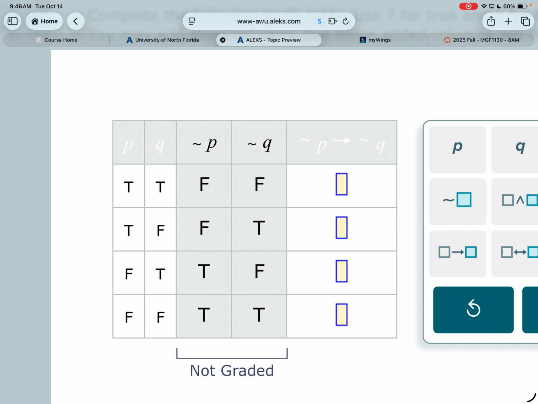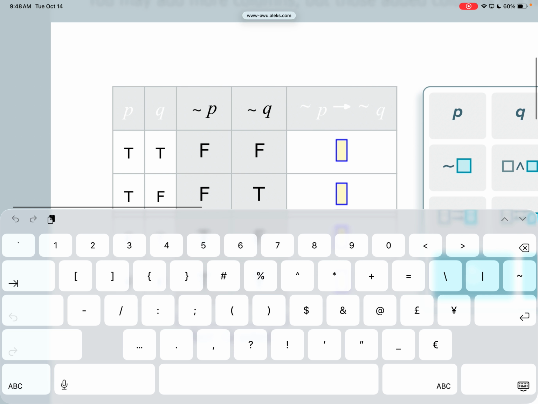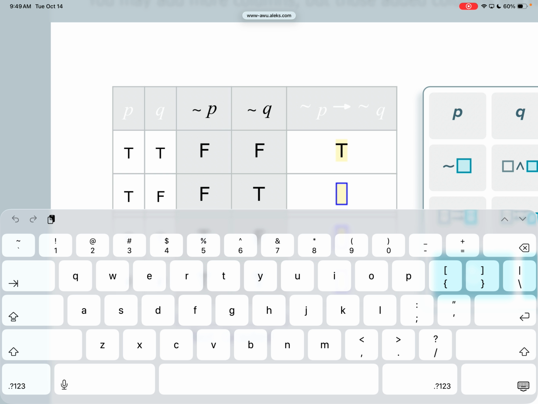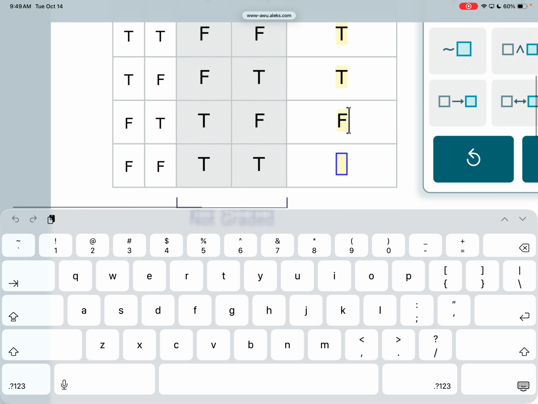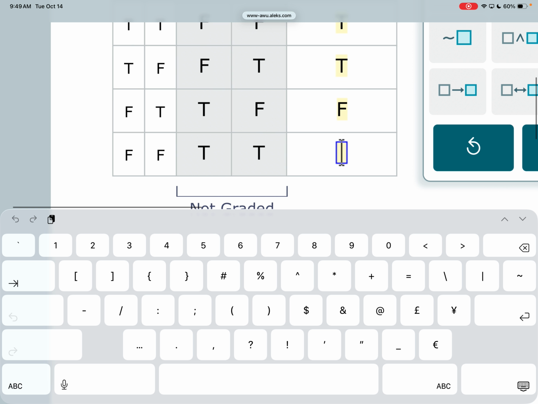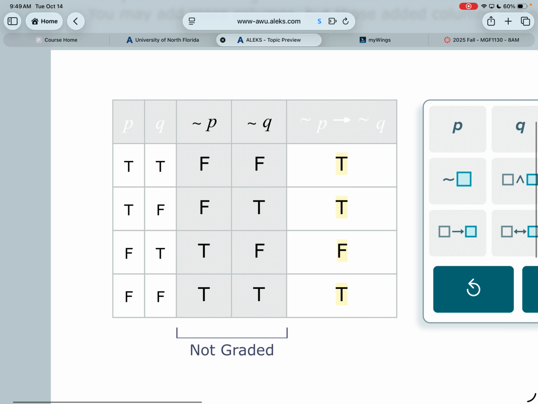So I found not P and not Q. And now I can just do the if then. So if the first is true and the second is false, then it is false. So false and false would be true. False and true would be true. True and false, the first is true, second is false. That's false. And true would be true.